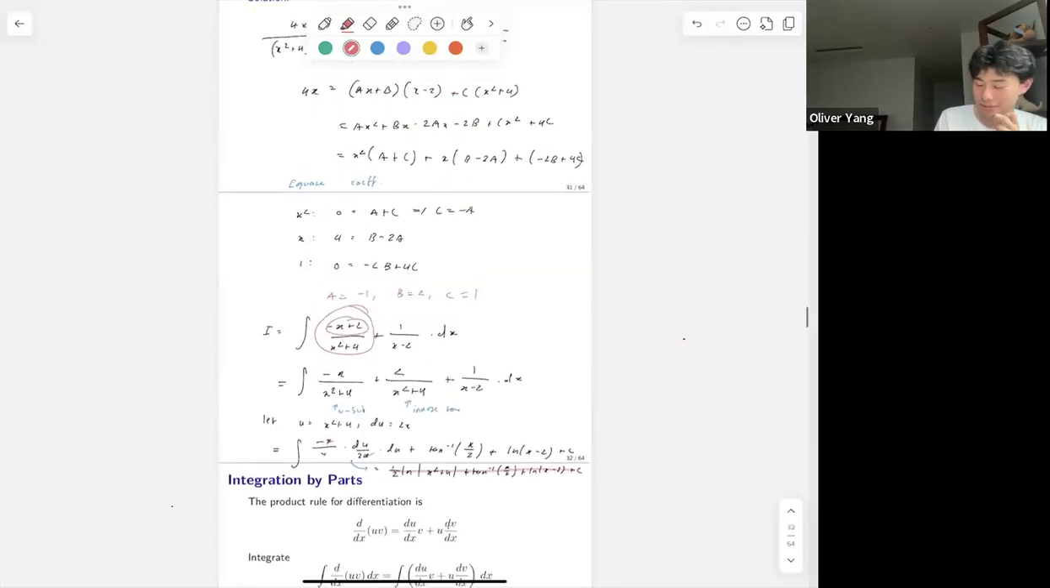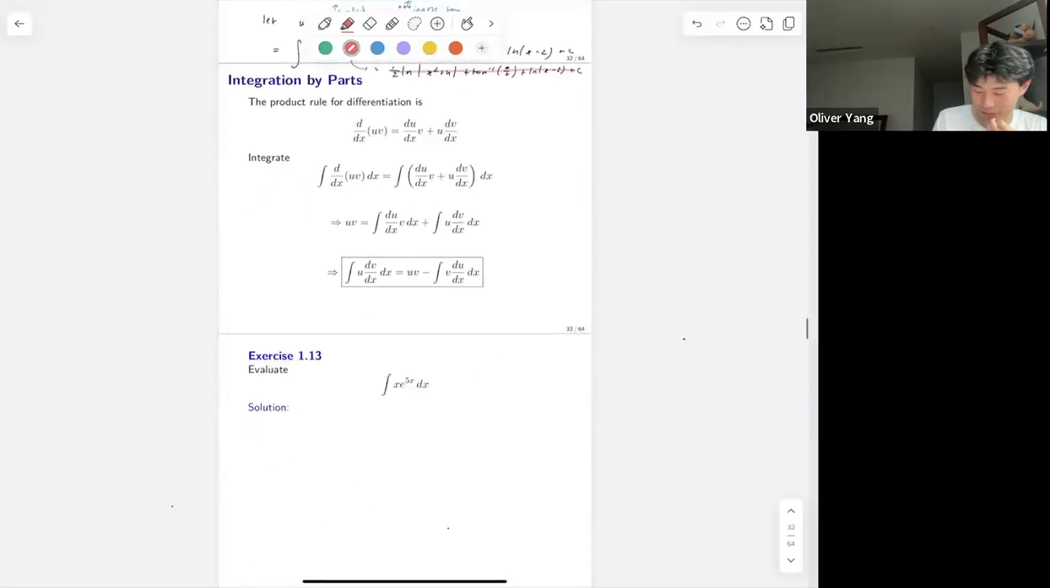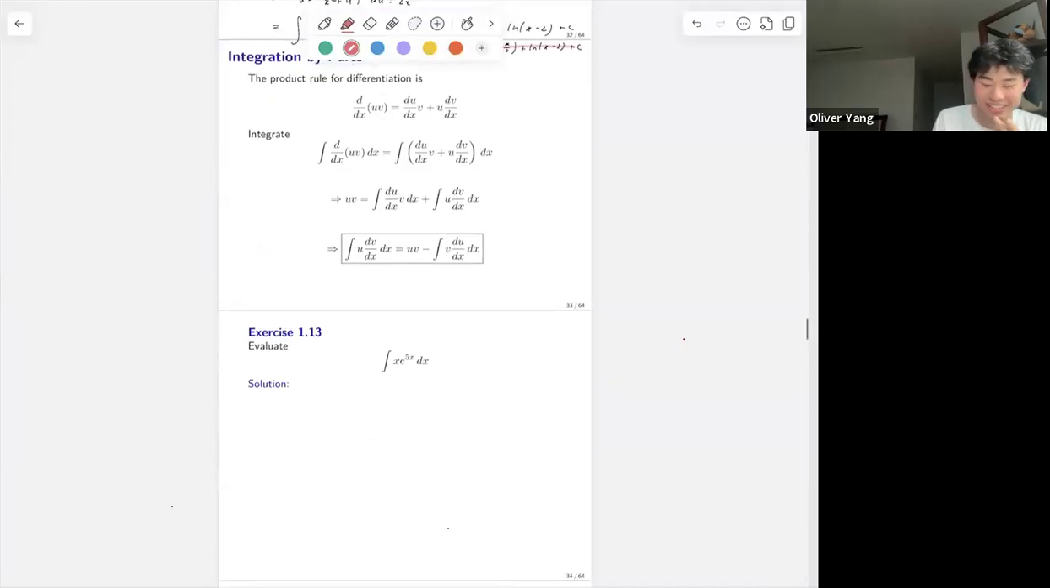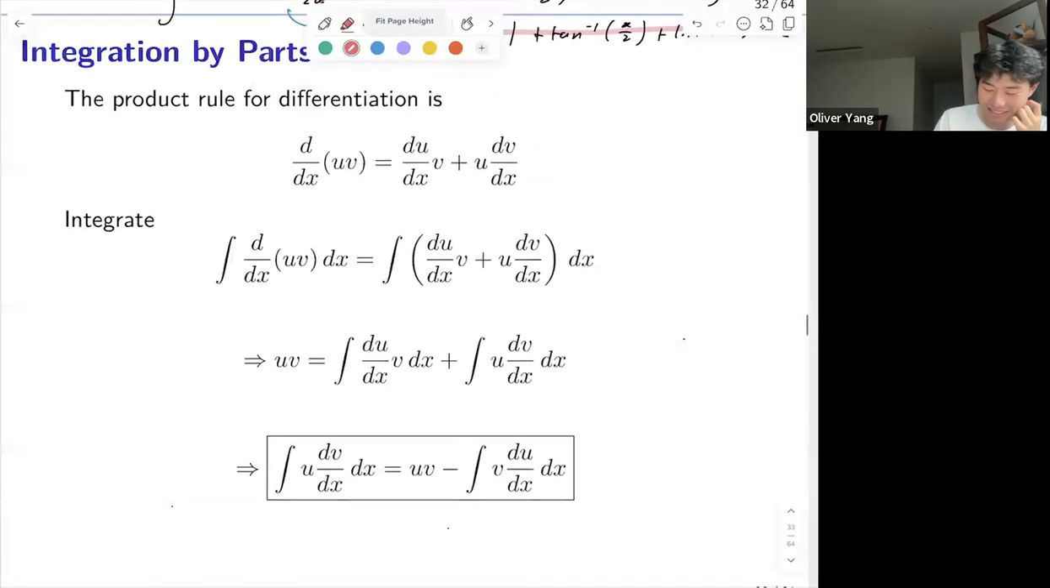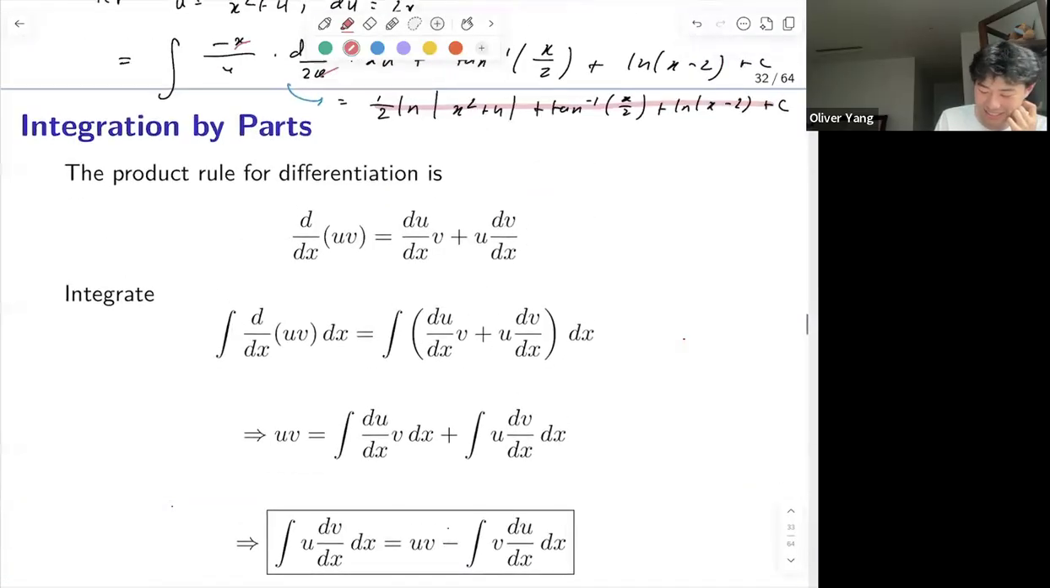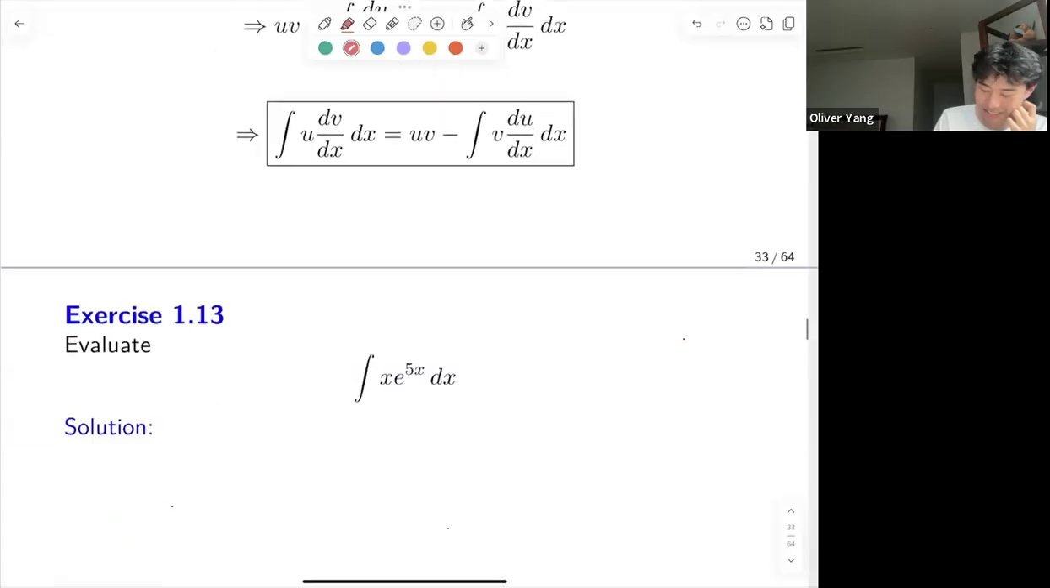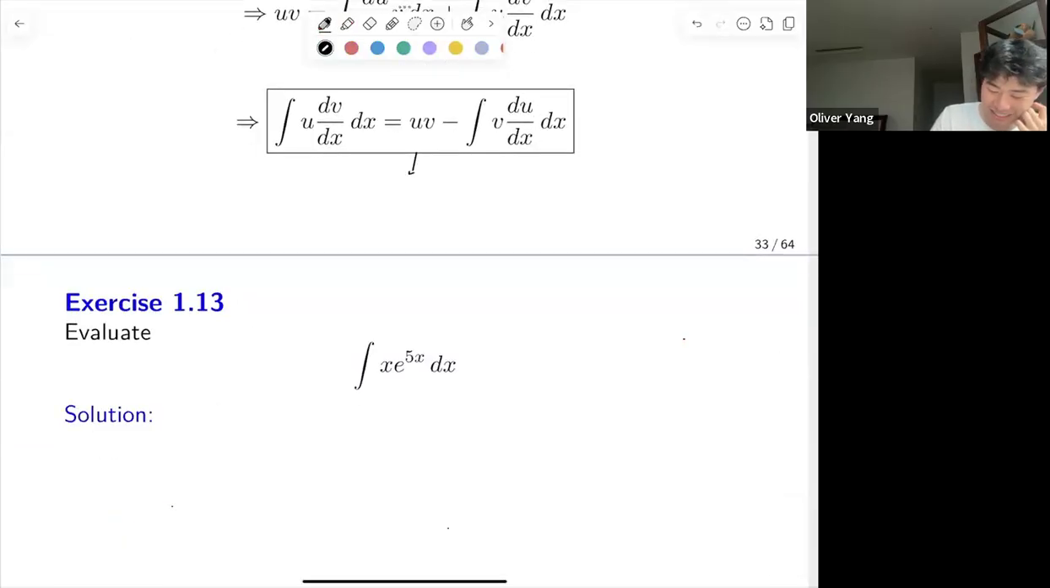We're good on time. So let's move on to by parts, which is the last technique you learn, right? Or already have learned. We know this as, I guess, uv minus vdu, right? Yeah, because all of these x's just cancel out. You get the same thing, right?